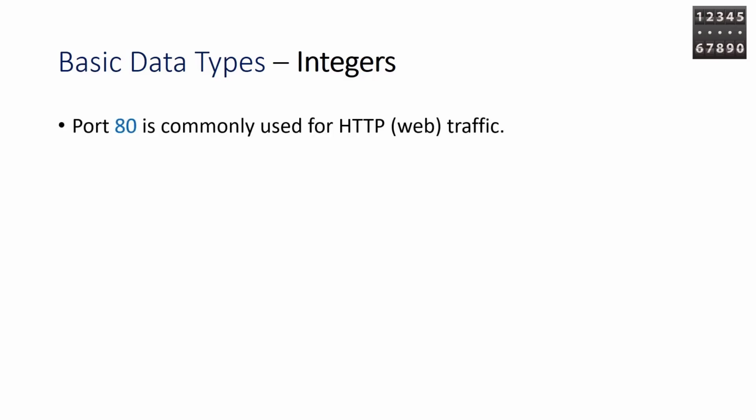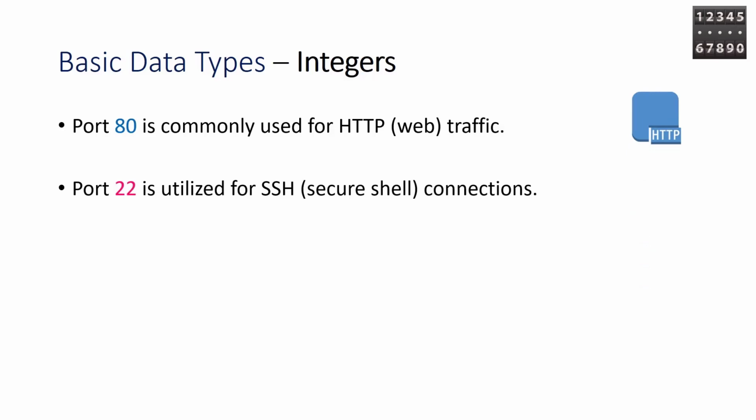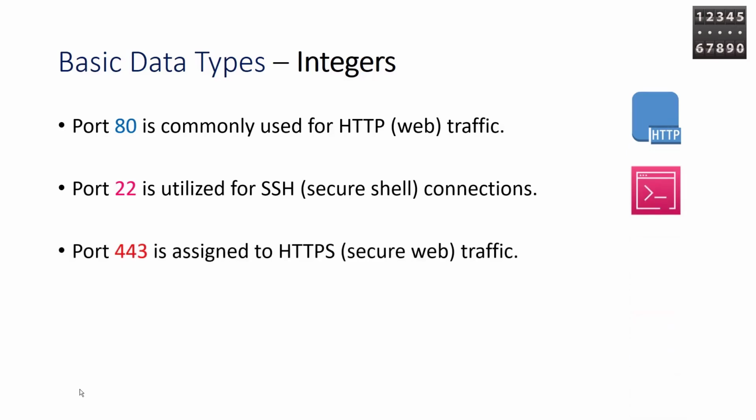For example, port 80 is commonly used for HTTP or web traffic. Port 22 is utilized for SSH connections. Port 443 is assigned to HTTPS traffic. So you can think of port numbers as integers that help direct data to the correct service or application on a network computer. These integers play a crucial role in network communication and are an essential part of networking protocols.